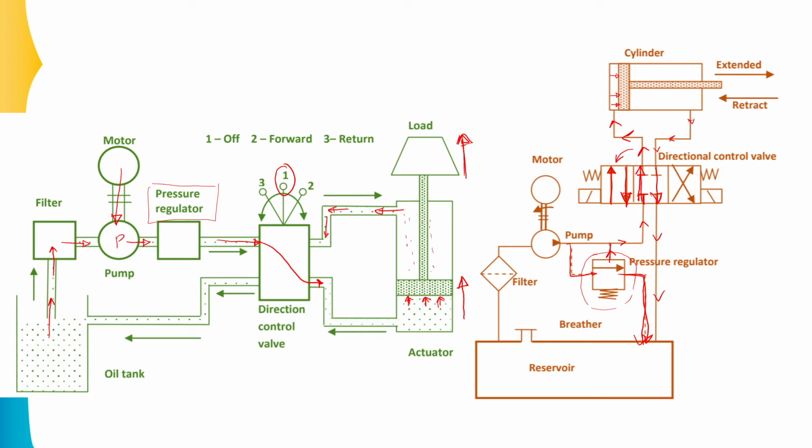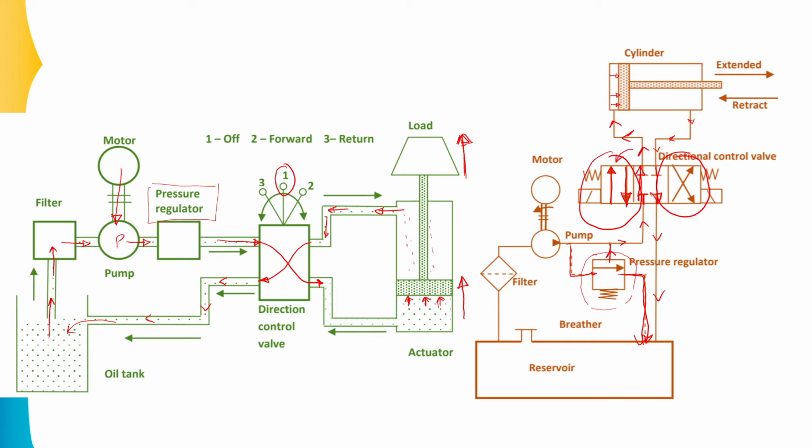So this path will come over here, and this is the returning oil. In this diagram you have something like this. This is the returning path. This is how the load will be lifted. Now if you want to return the load, instead of activating this specific section, you have to activate this specific part.